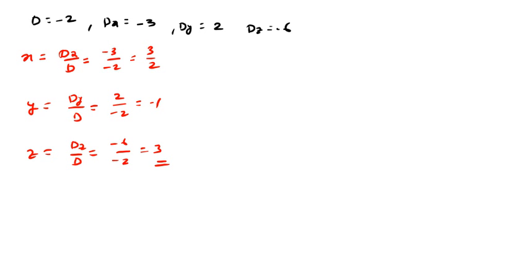So we get the values for the variables x, y and z, which will satisfy the given system of linear equations. Thank you. That was Cramer's rule.